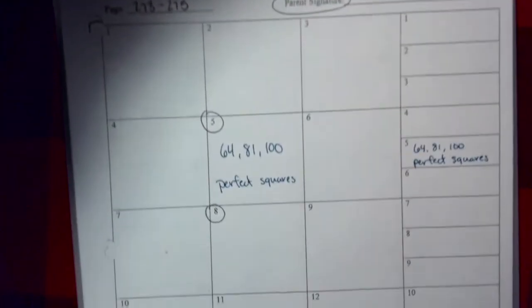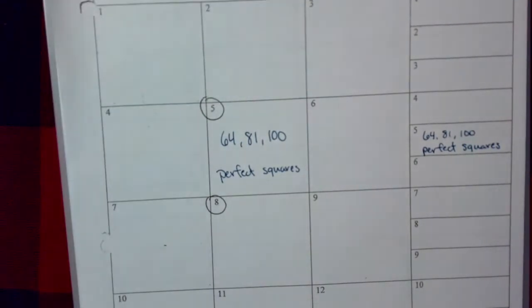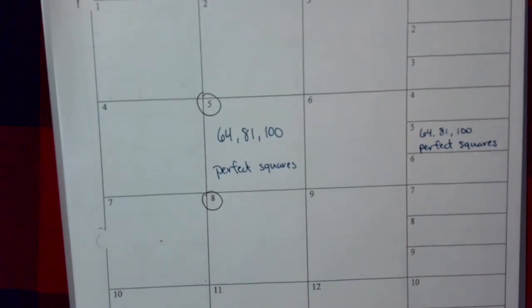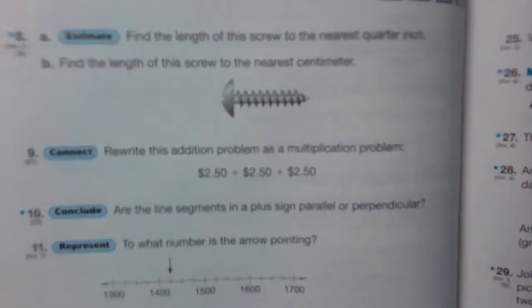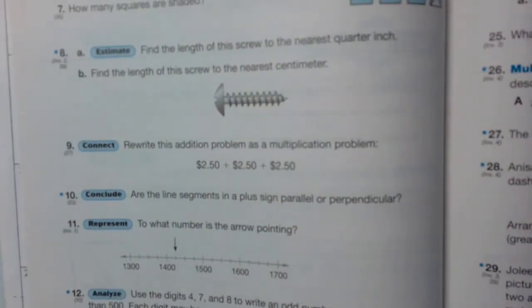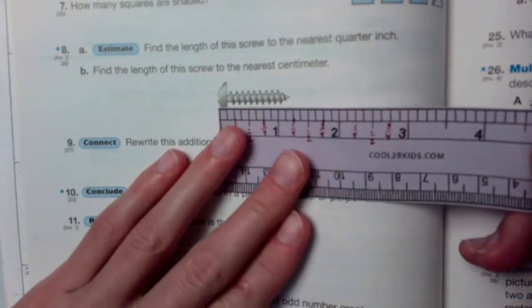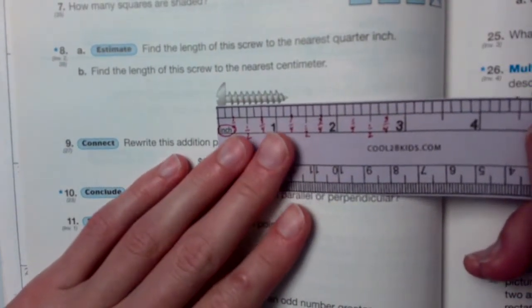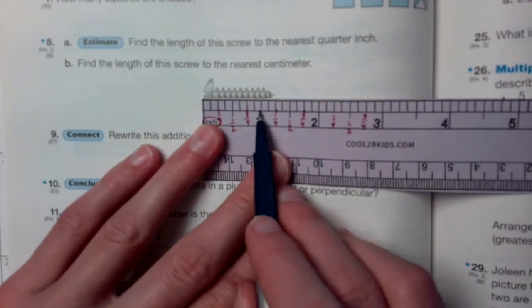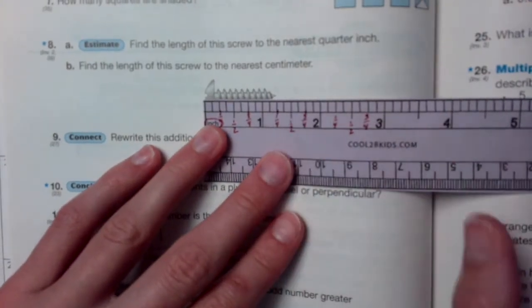Get a little closer. Number 8. Find the length of the screw to the nearest 1/4 inch. Find it to the nearest centimeter. So get out your handy dandy rulers. Nearest 1/4 inch. It's nearest to 1 1/4.